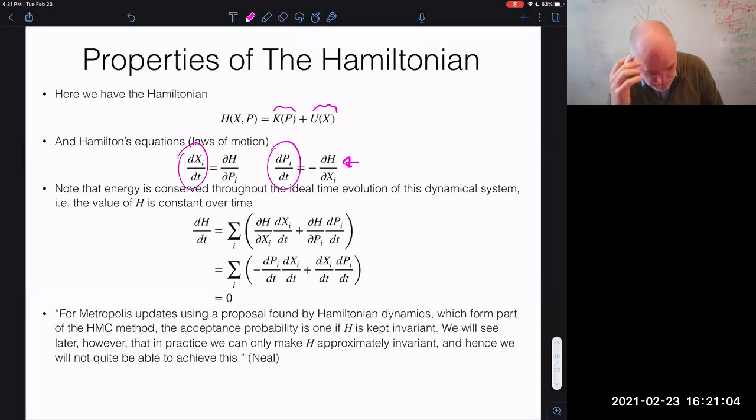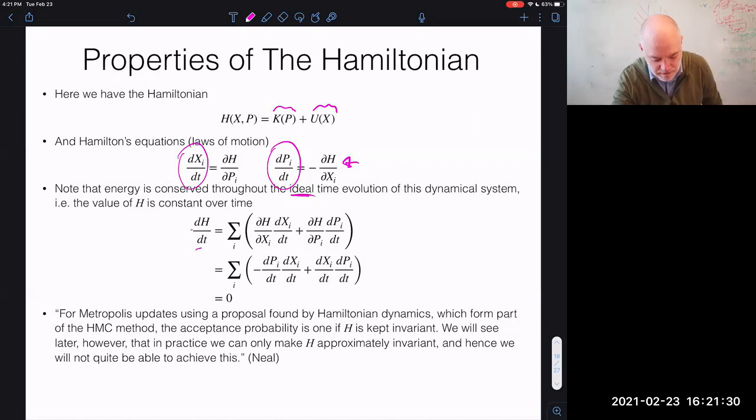So the total derivative of the Hamiltonian with respect to time is an interesting quantity and one that's very important to what's going on in Hamiltonian Monte Carlo. So the point is that energy is conserved throughout the ideal, and this is very important, ideal time evolution of this dynamical system. In other words, the total energy, the Hamiltonian, is constant over the time evolution of the system, right?